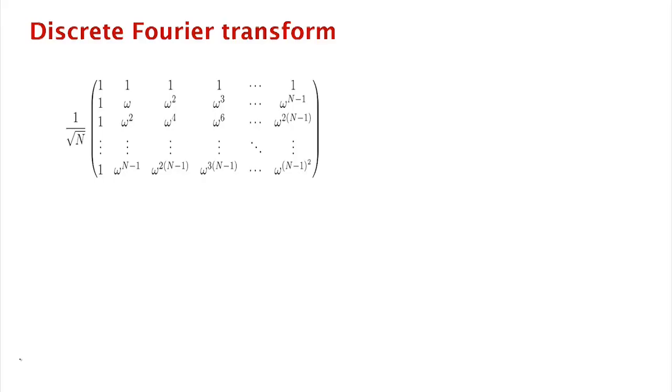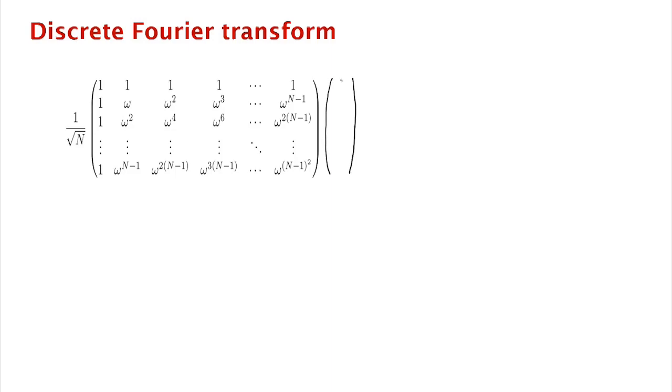Okay, so in this video, let's talk about how efficiently we can implement the quantum Fourier transform. Well, this is the quantum Fourier transform matrix. It's also known in classical computing as the discrete Fourier transform. Now, often when we talk about the discrete Fourier transform, we don't have this normalizing factor 1 over square root N. But in any case, the input to the discrete Fourier transform is a vector.